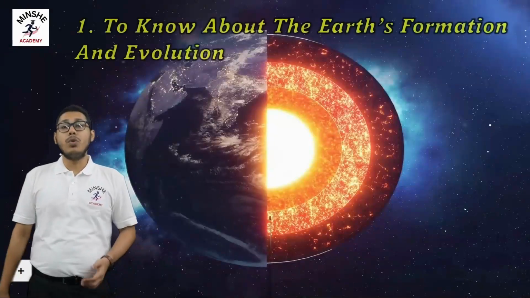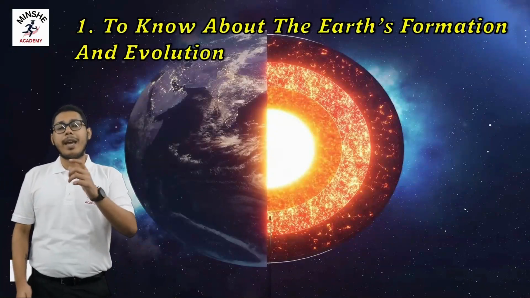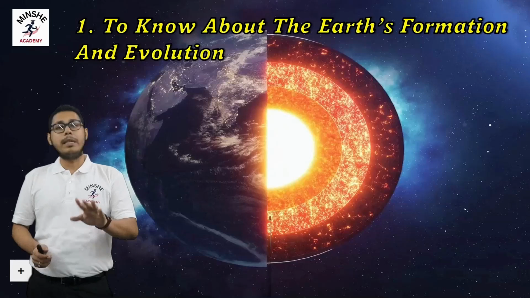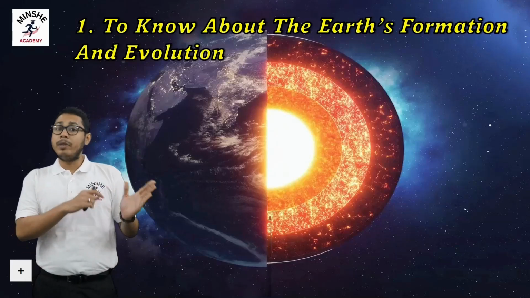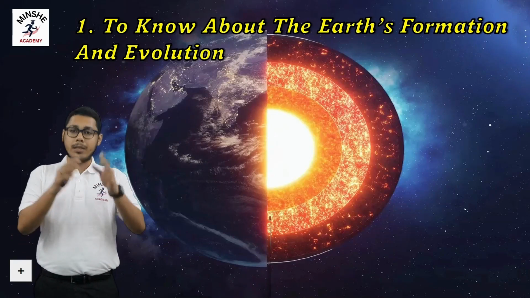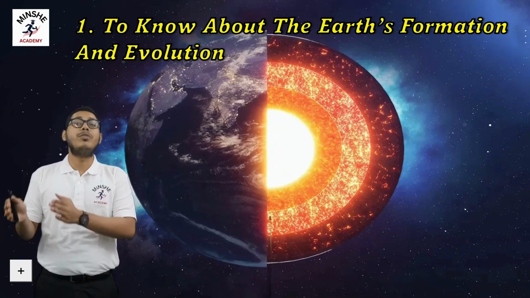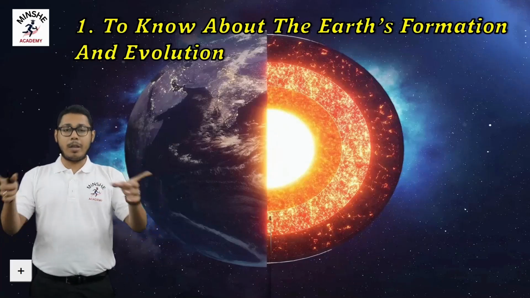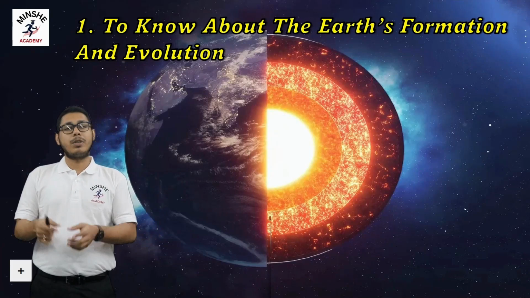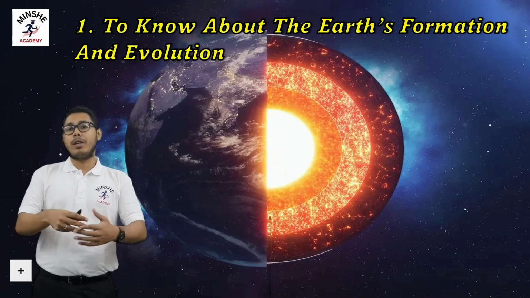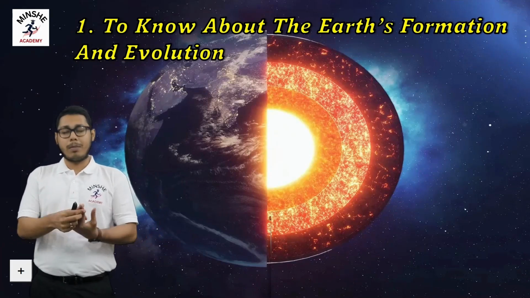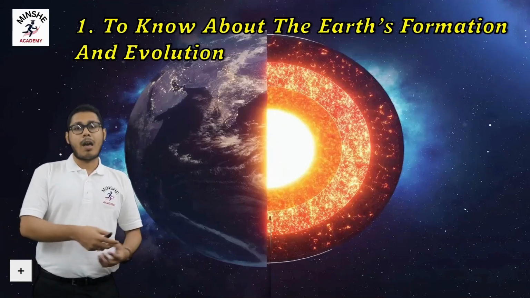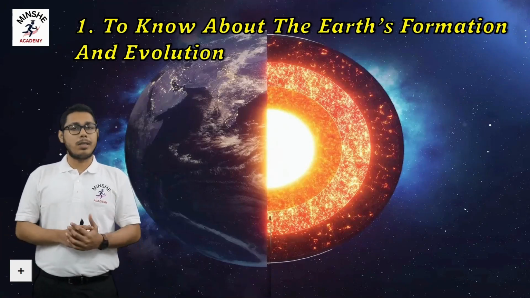First is to know about Earth's formation and evolution. You all know Earth was formed around 4.6 billion years ago. Since then, it has been noticed that the Earth's surface is not uniform. It has evolved over time. Sometimes there was only one big continent, that was Pangaea. And now we know there are multiple continents: North America, South America, Eurasia, that means Europe and Asia, and Africa, Australia. These are the various continents that exist.